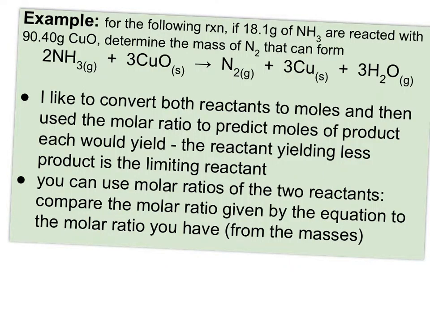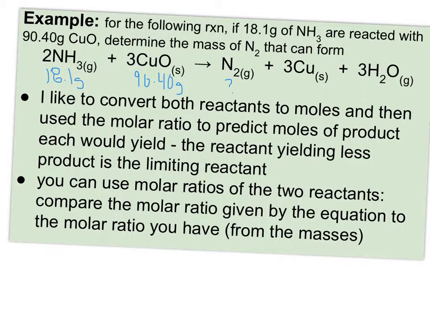Okay, so an example of limiting reactant would be if you have the following balanced equation and you're told you have 18.1 grams of NH3 and you have 90.4 grams of CuO, and you're being asked to determine the mass of N2 that can form, you have to decide which one of these is your limiting reactant.